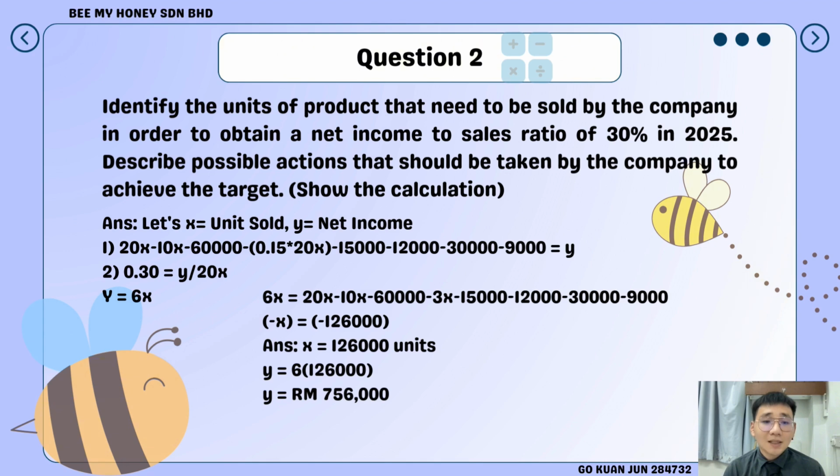So x equals 126,000. We find x, our answer is 126,000 units. Then the income is y. Y equals 6 times 126,000, and the answer is 755,000.